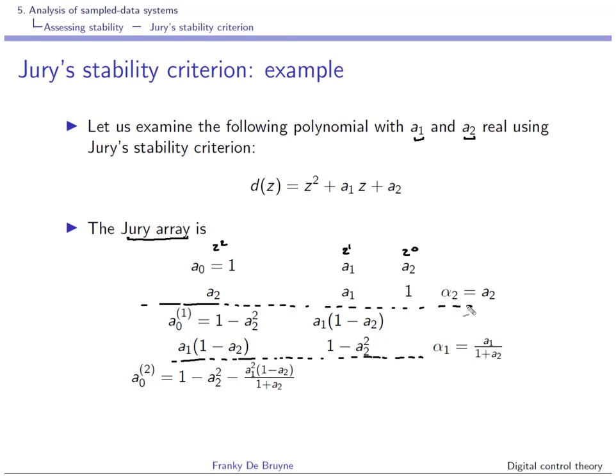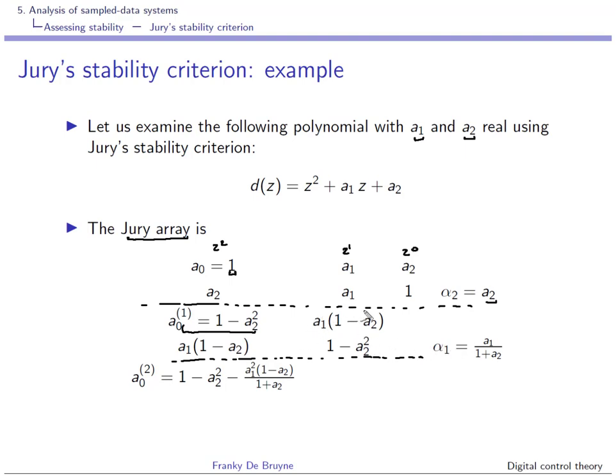So alpha 2 here is a2 over 1, so that is a2. This one here is simply 1 minus a2 times alpha 2, so 1 minus a2 squared. Over here we have a1 minus a1 times alpha 2, so a2, so this is a1 times 1 minus a2. We take this sequence, we revert it, and then we continue, right?